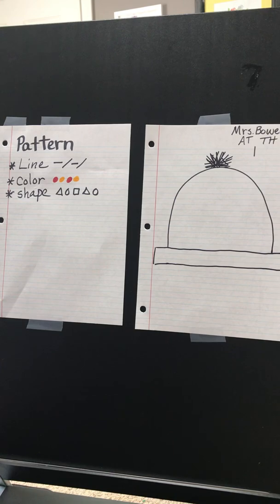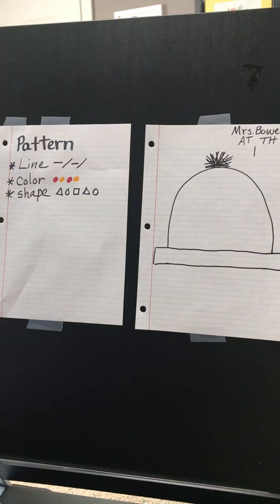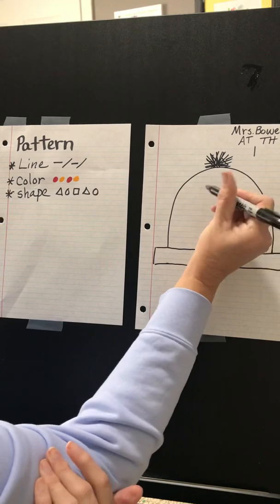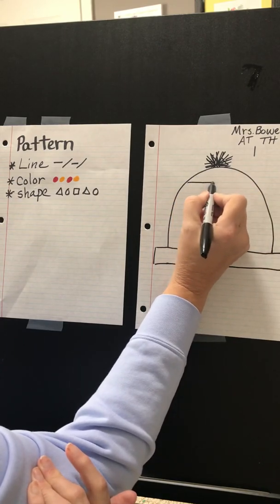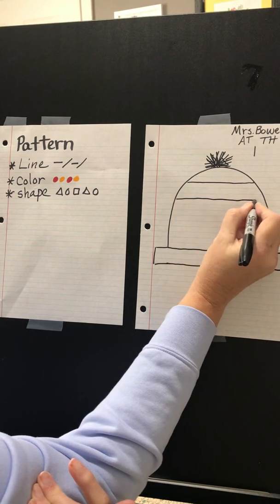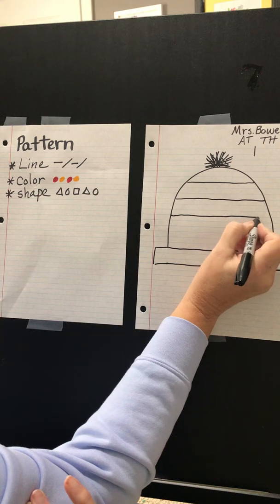Now, we want to be able to show pattern on our winter hat. So I'm going to draw even more lines on it. I'm going to draw more horizontal lines here and divide it into sections. So we're going to do a line there, one there, going about every 3 lines.